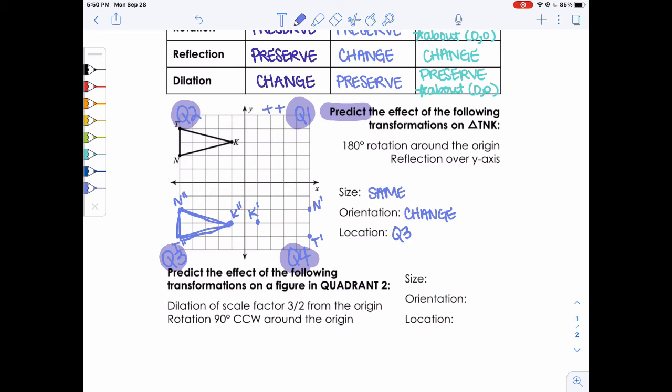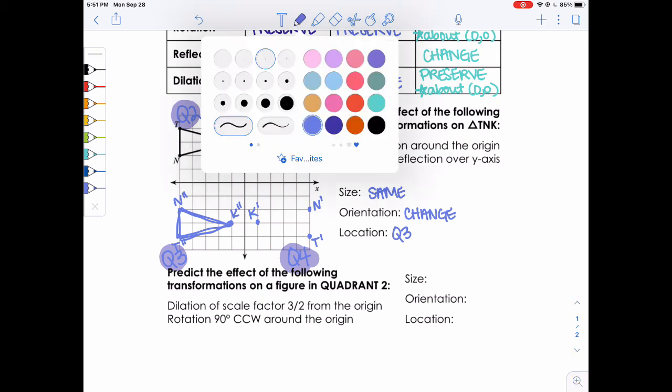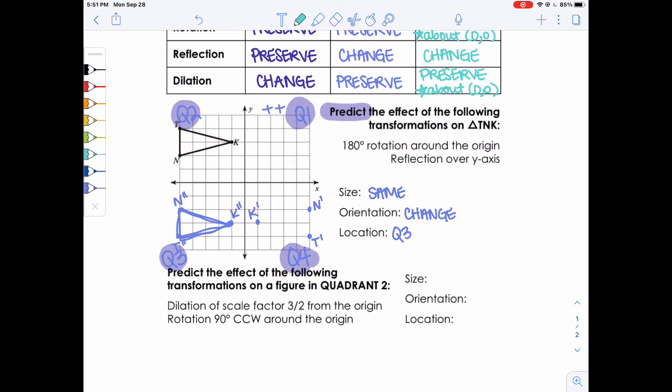Okay, in the second example, we're not given a shape. We are told that the shape is in quadrant 2. This is more like what we're going to be seeing on our assessments. We're going to be given the location of a figure and then predicting the size, orientation, and location changes. So quadrant 2, that's similar to this one. It's starting out here in quadrant 2. We don't know exactly where, and it doesn't really matter. We're just going to perform these transformations on it.